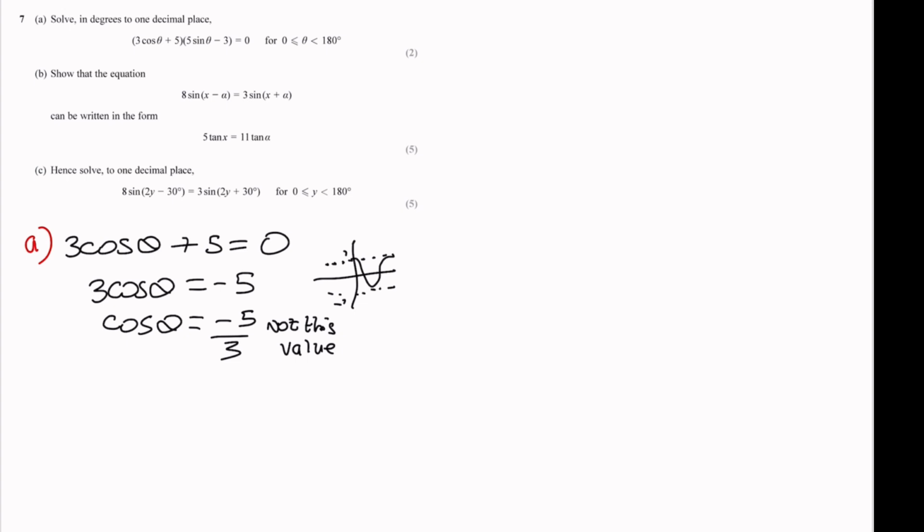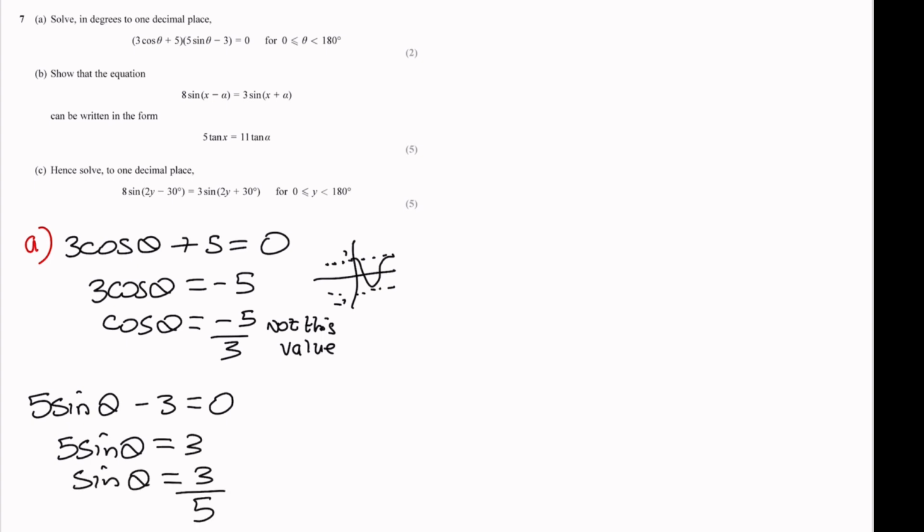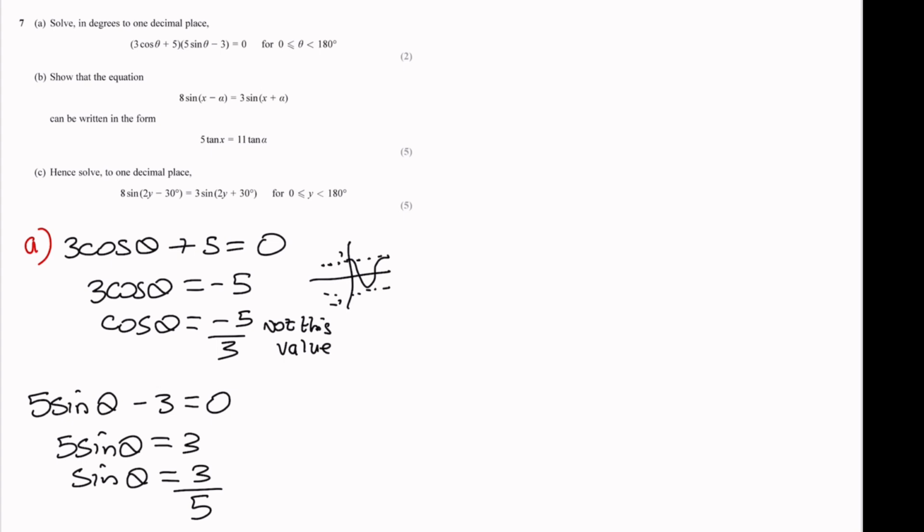So hopefully if we try the other one, 5 sine theta minus 3 equals 0, we're going to get a value between 1 and minus 1. So 5 sine theta is equal to 3, sine theta is equal to 3 over 5, which is less than 1. It is 0.6, so this is an acceptable value. If we put sine to the minus 1 of 3 over 5 into our calculator, we get the value for theta, which is 36.9.